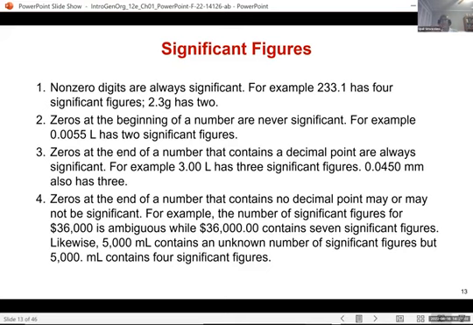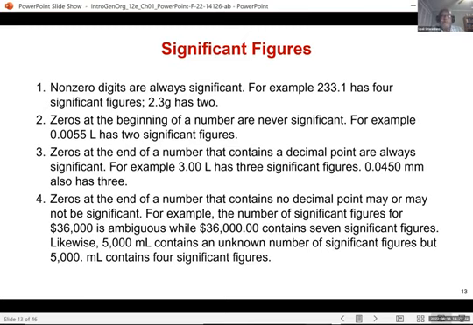The 3 zeros in 4,000 are trailing zeros in a whole number. There's no decimal point. Trailing zeros in a whole number, those 3 zeros, are not significant. Therefore, the number of significant figures is 1. Okay?